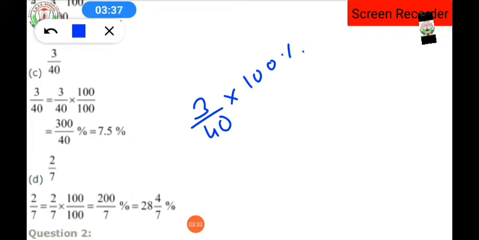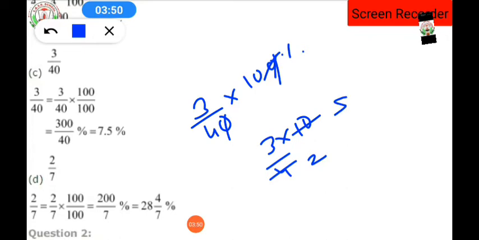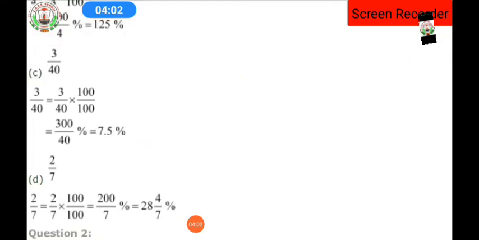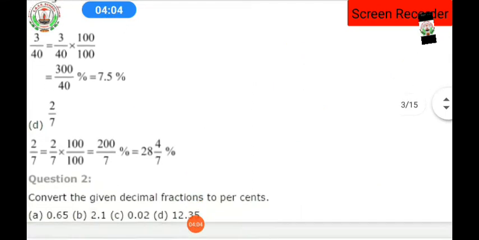Okay, so here 3 upon 40. So the 0 will get cancelled from the numerator and denominator. 3 into 10 upon 4 is there, so 3 here, 2 times it will be cancelled. 10 will be cancelled by the table of 2, 5 times, isn't it? Now 5 3s are 15. 15 upon 2. Now divide it, so here we will get 7.5%. Clear? So in this way you have to solve the question.